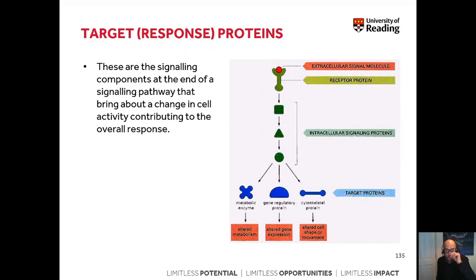So what are the target response proteins? Usually, the proteins that are targets of signaling pathway bring change in cell activity, contributing to the overall response. And those can be metabolic enzymes, changing the metabolism. We can have cytoskeletal proteins that play a role in migration, for example, but target proteins can also be gene regulatory proteins. And we will hear a lot about gene regulation in one of our upcoming genetics lectures.